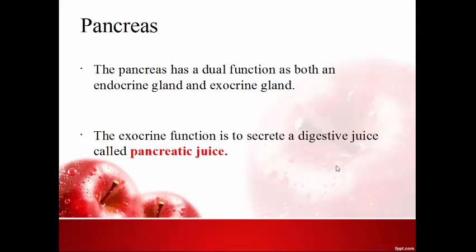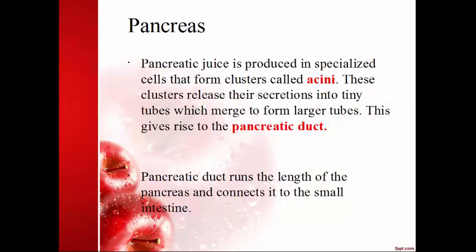Like we mentioned before in the chapter on the endocrine system, the pancreas has both an exocrine function and endocrine function. Okay, for this chapter, we'll focus on the exocrine function of the pancreas. And the exocrine function of the pancreas is to secrete a digestive juice called pancreatic juice. Now, this pancreatic juice is produced in very specialized cells found within the pancreas called acini. These form little clusters that run along the entire length of the pancreas.